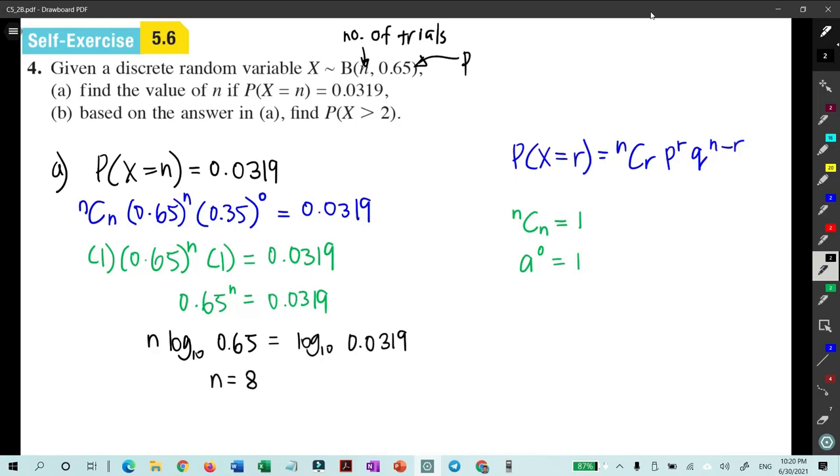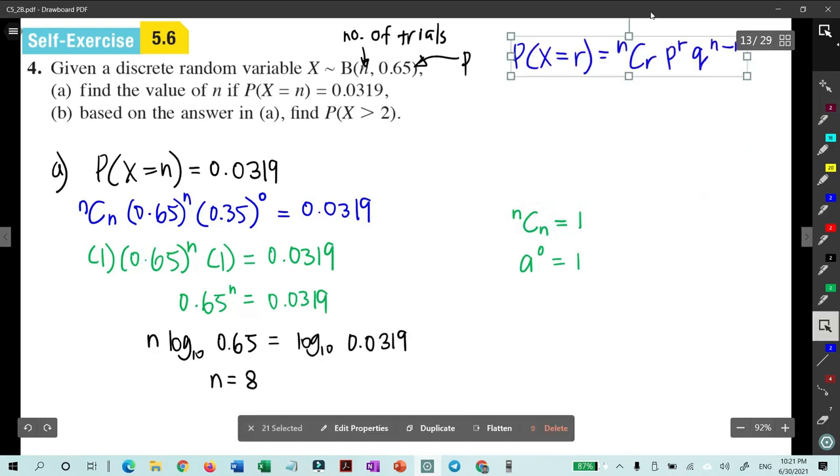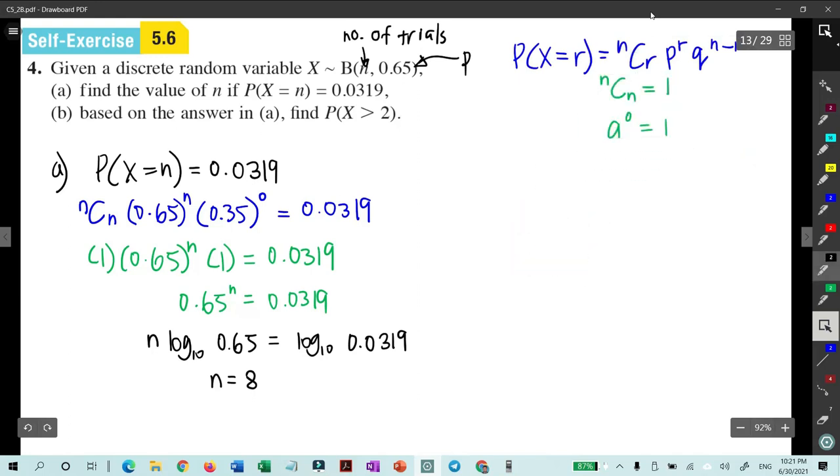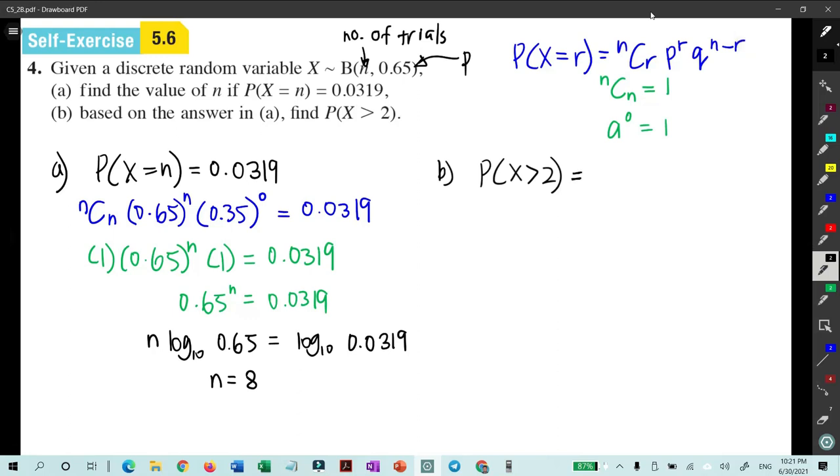And let's look at question B. Based on the answer in A, find the value for P(X greater than 2). Let me erase this. So P(X greater than 2) means P(X=3) plus P(X=4), P(X=5), P(X=6), P(X=7), and P(X=8). You have to add all these values.